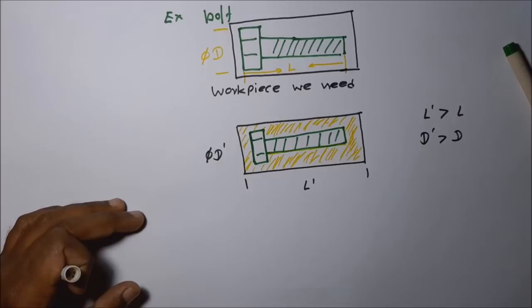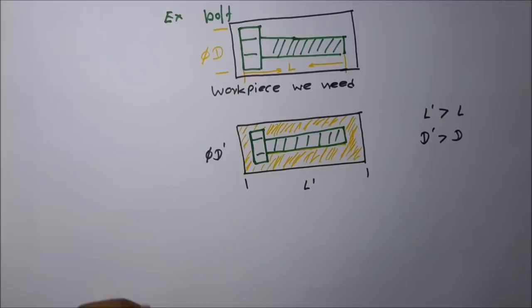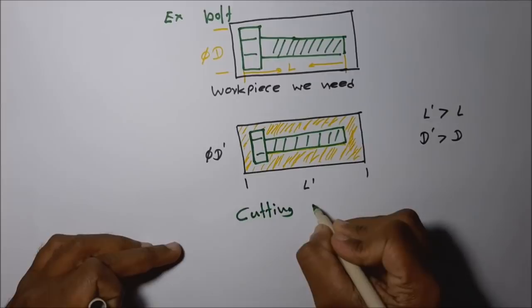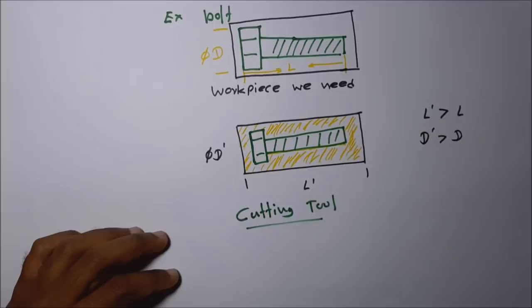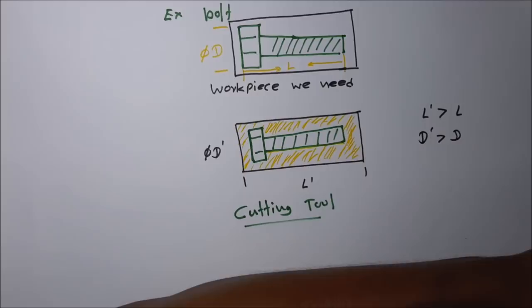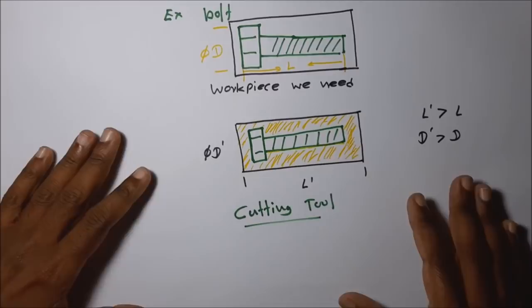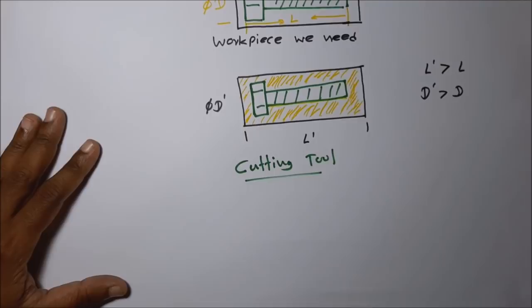Then, when we are going to remove this material, we need the cutting tool to cut out this material. So when selecting a cutting tool, there are two important things needed. The cutting tool should be harder than the workpiece material.